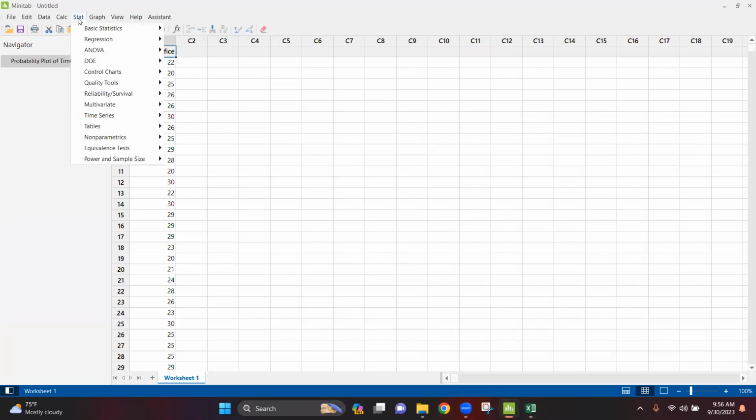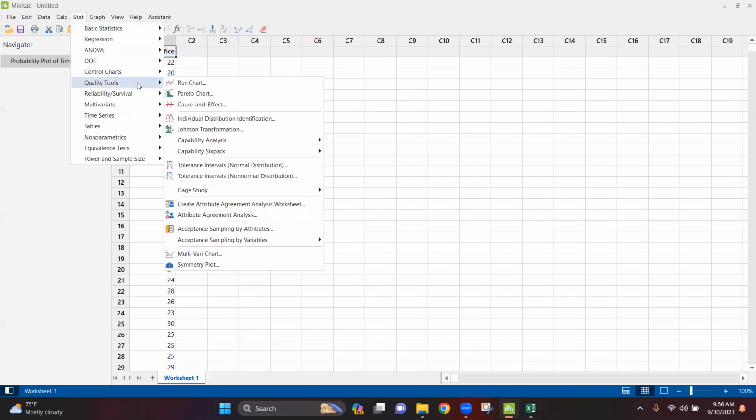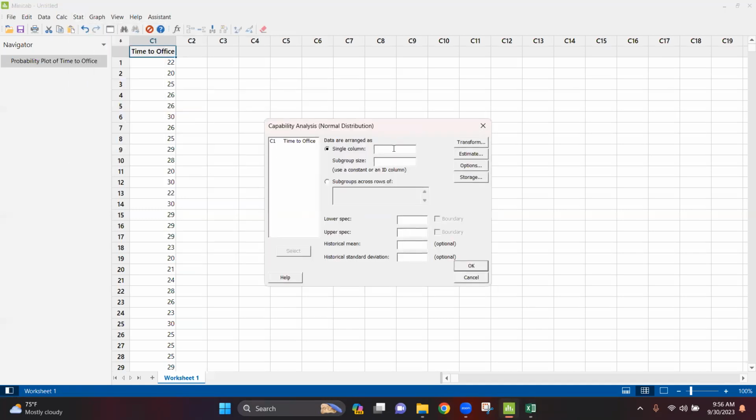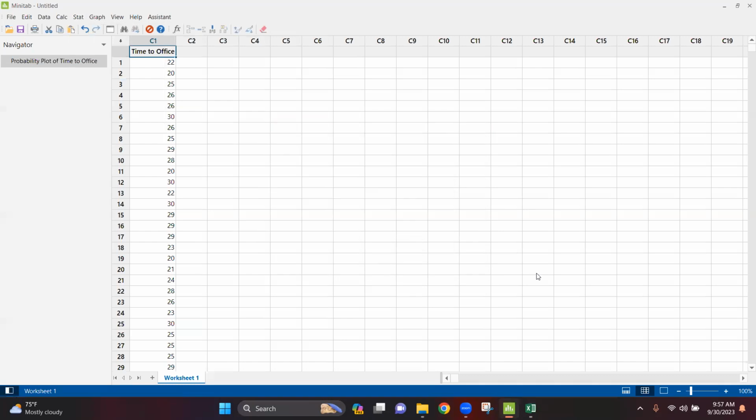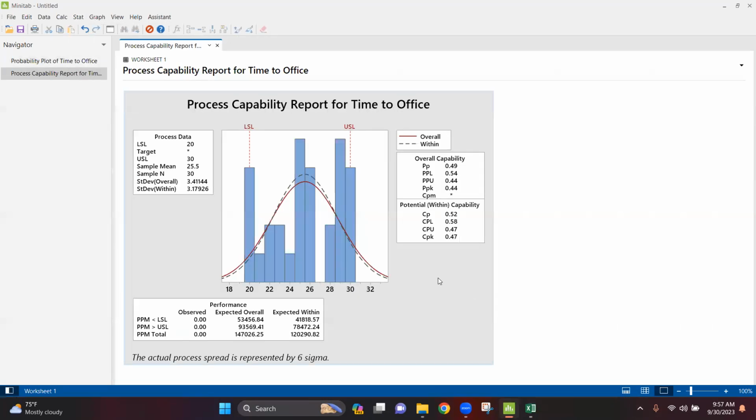So I'll go to Stat, Quality Tools, Capability Analysis, and here I'm selecting Normal. Select your data, subgroup size by default 1, lower specification 20, upper specification 30. Let it go as it is and click OK. Now you have your capability analysis. From this, the CP value is 0.52, CPL 0.58, and CPU 0.47. This is for the short term. What we have to see is the long term.